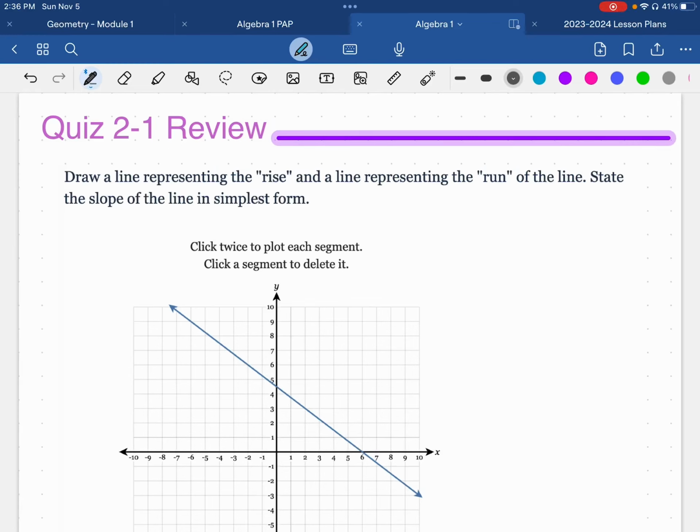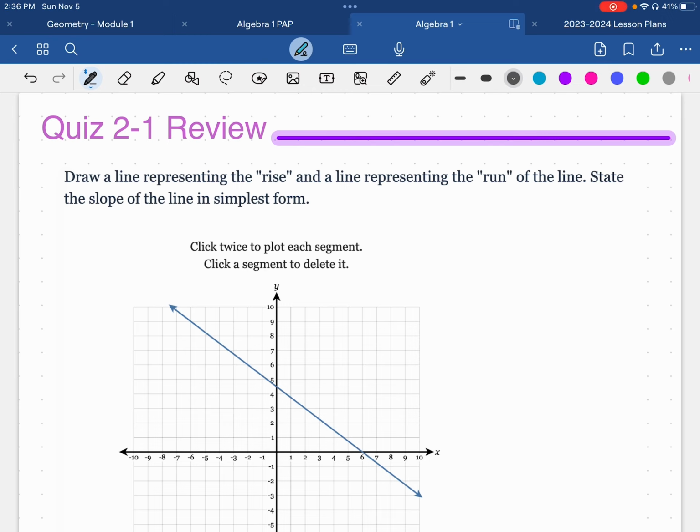Today's lesson is the review for Quiz 2-1. I'm going to go over some of the questions that you are going to see on your quiz in Delta Math today. The first question I want to go over is this one right here.